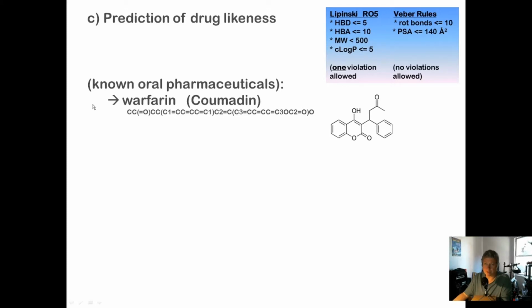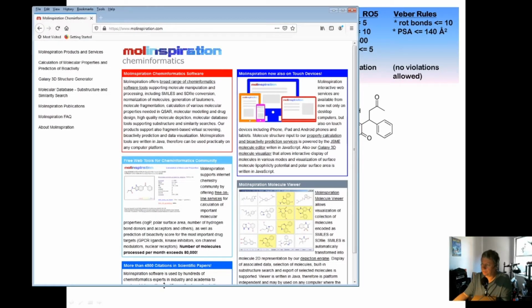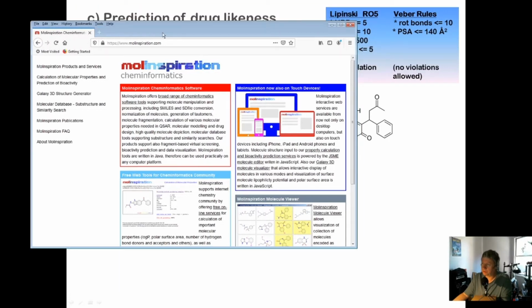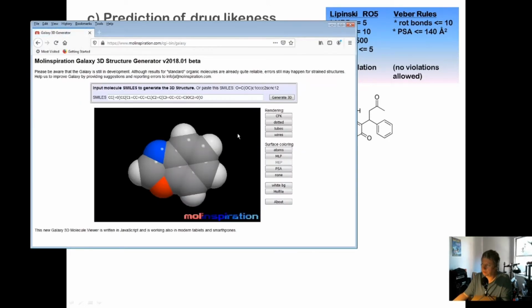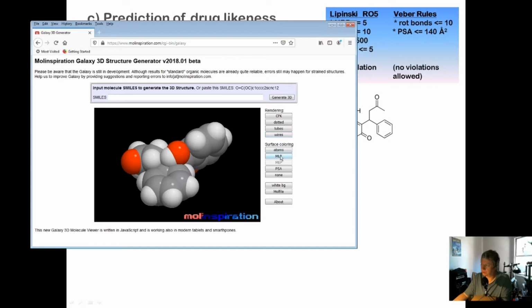Okay, it's on the clipboard now. Then I'm going to bring up Molinspiration, and over on the left you can see some of the various tools. We used the Galaxy 3D structure generator previously, and there's also calculation of molecular properties, and that's what we're going to use. Just for fun, let's try the 3D structure generator again and see if that works. All right, there's warfarin, generate 3D, and yeah, we just figured out a 3D structure.